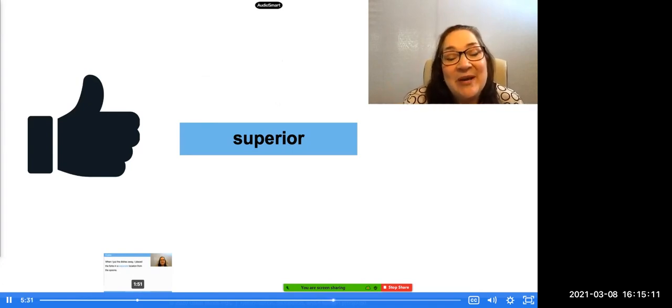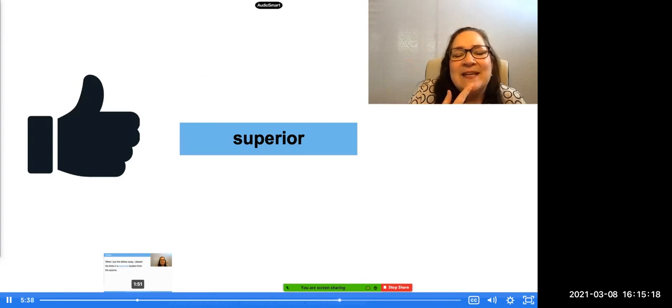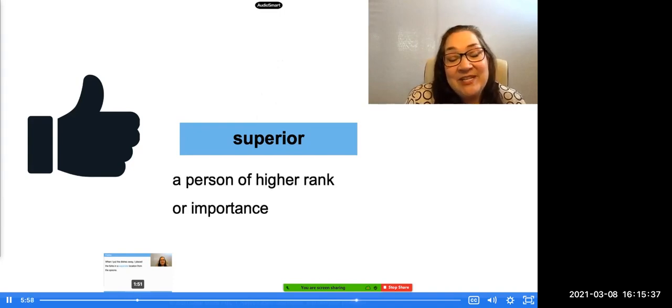Let's say superior. By looking at the icon, I can see a thumbs up. And in this one, we're really talking about a person. So a person who is higher up. So that icon can help me think of a person who's higher up. Let's read the definition. The definition of superior is a person of higher rank or importance.